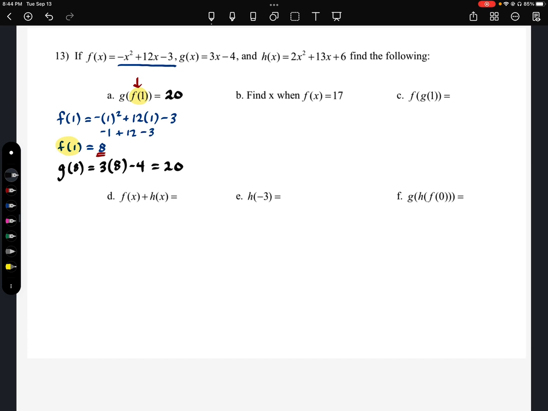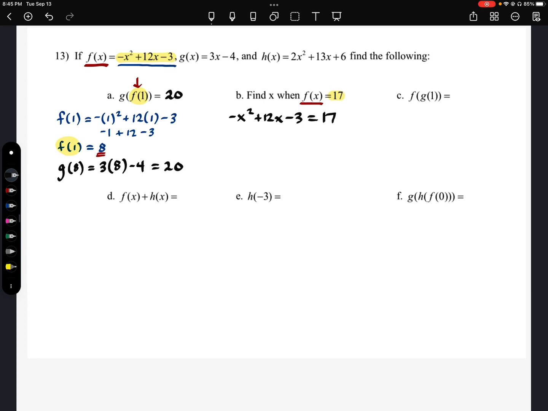Looking at letter B, it says find x when f of x equals 17. Since f of x equals 17, and f of x also equals negative x squared plus 12x minus 3, this and that have to be equal to each other. So we'll set them equal in an equation: negative x squared plus 12x minus 3 equals 17.